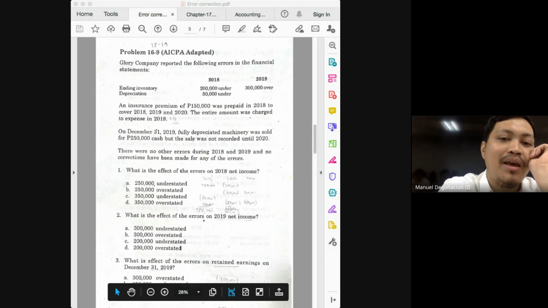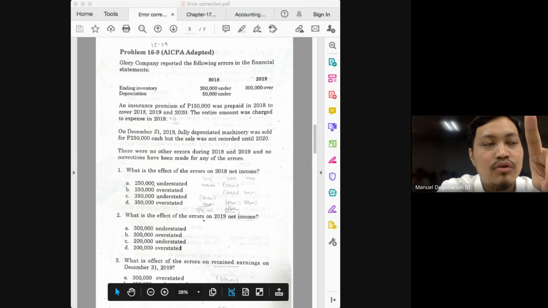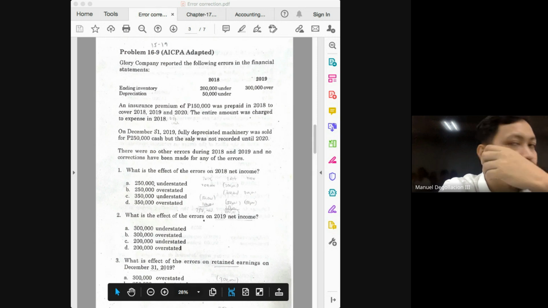But should there have been an insurance expense in 2019, class? Yes, because the 150,000 is for 2018, 19, and 20. So, what's the correct scenario here? There should have been insurance expense in 2019 in the amount of 50,000. But as we have established earlier, this was not recognized. So what does that mean? Our total expenses were understated. And if your expenses are understated, what will happen to your net income? Income would be overstated. So there is another overstatement of 50.